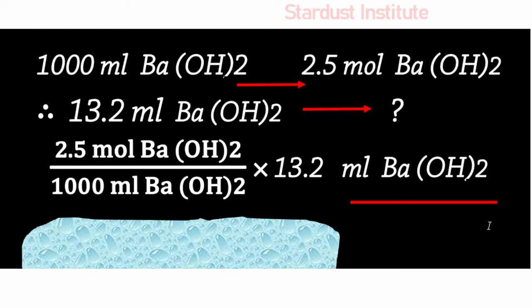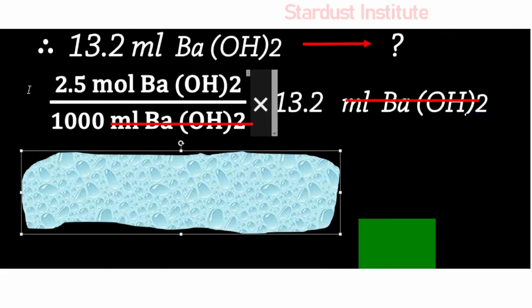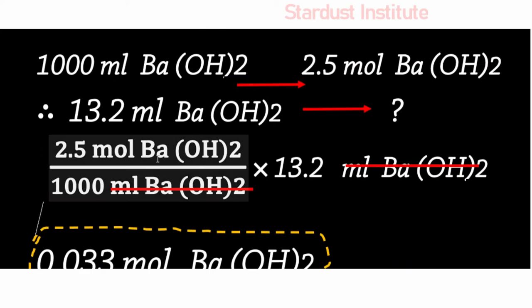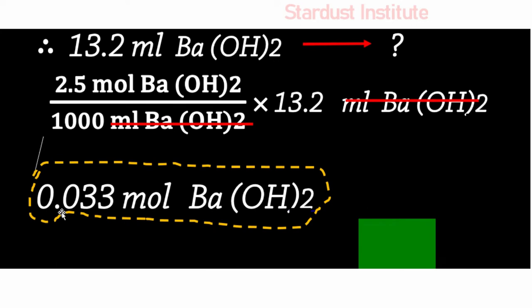We should cancel out units. Milliliter barium hydroxide, milliliter barium hydroxide. Now we get 0.033 moles of barium hydroxide. In 13.2 milliliters of this barium hydroxide solution, there are 0.033 moles of barium hydroxide.